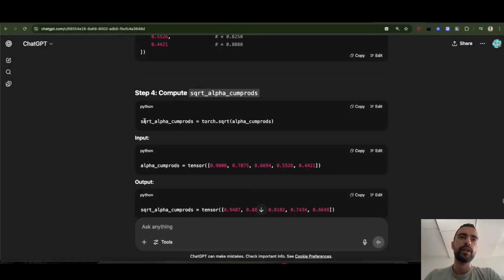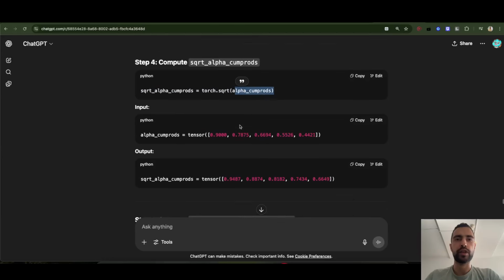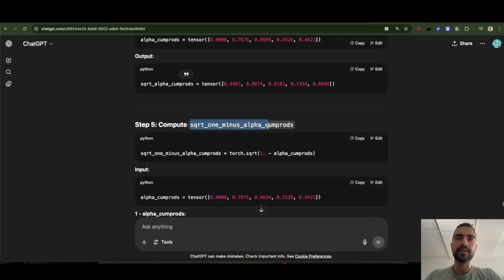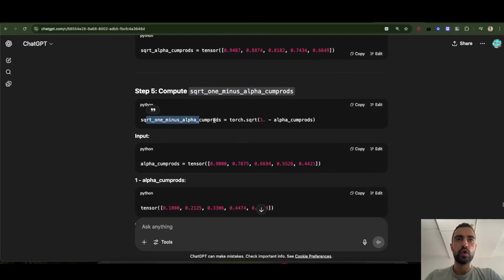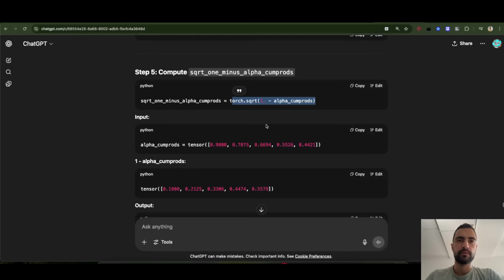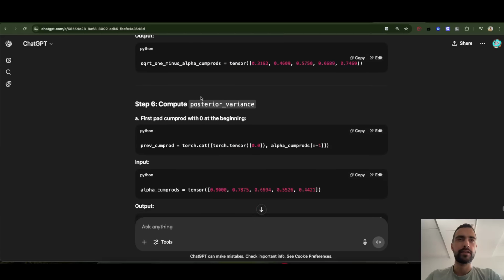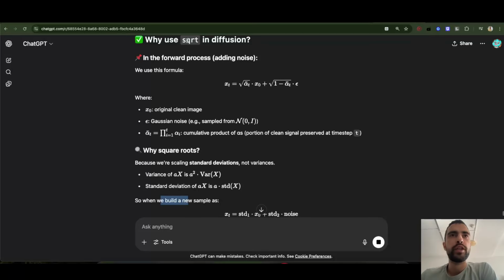Then we just take the square root of these alpha cumulative products, and then the square root of 1 minus alpha cumulative products. We also need to calculate that. Why the square root, we'll figure out later, but these are the operations that we need. So why do we use square root? This is the adding noise formula. Here x0 is the original clean image, and what is this epsilon? It's Gaussian noise, the normal distribution noise, a sample from the normal distribution with mean 0 and identity covariance I.